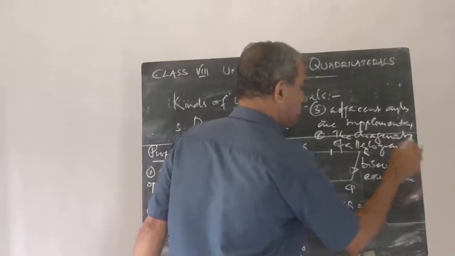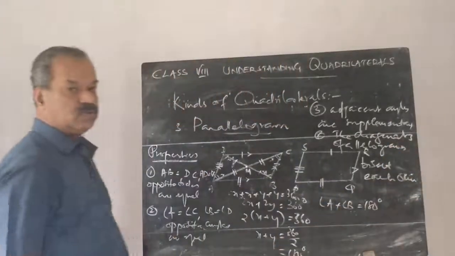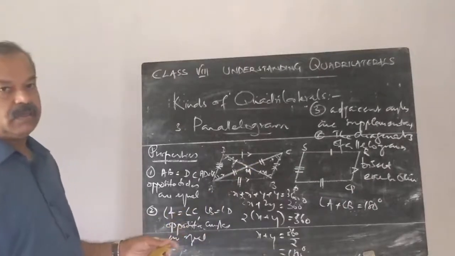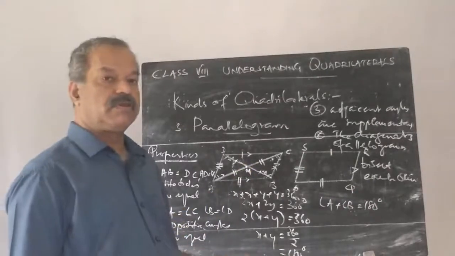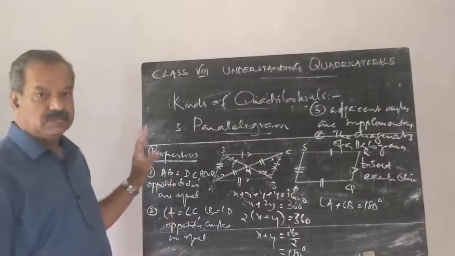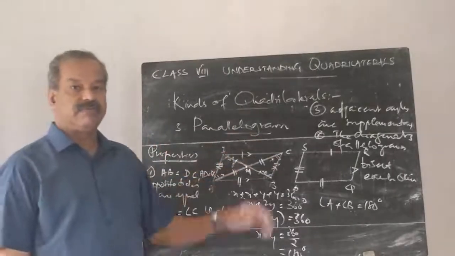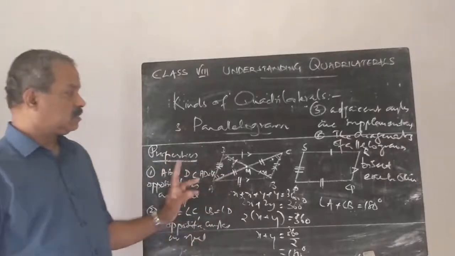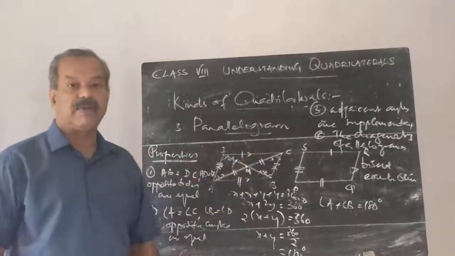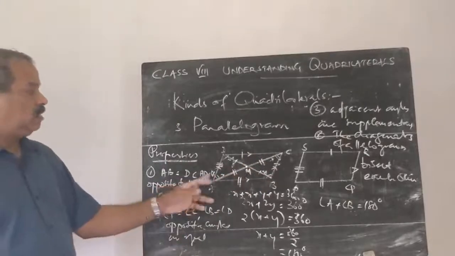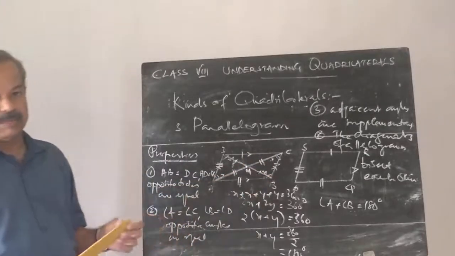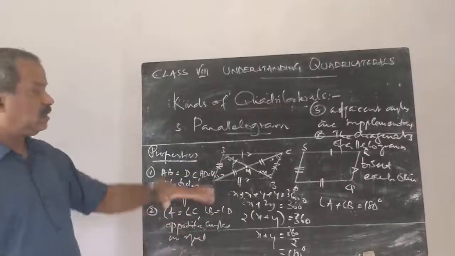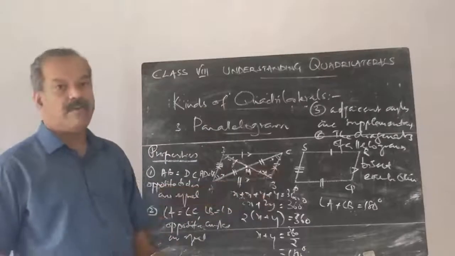What do you understand by bisection? Split into two equal parts, cut into two equal parts. So M is the midpoint. So what are the four different properties of a parallelogram? First, the opposite sides are equal, both pairs. Second, the opposite angles are equal. Third, the adjacent angles are supplementary. Fourth, the diagonals bisect each other. These are the important properties of a parallelogram.